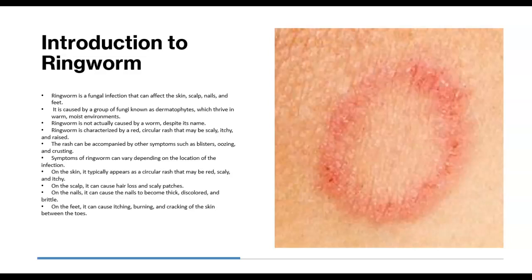Ringworm is characterized by a red circular rash that may be scaly, itchy, and raised. The rash can be accompanied by other symptoms such as blisters, oozing, and crusting. Symptoms of ringworm can vary depending on the location of the infection. On the skin, it typically appears as a circular rash and can be red, scaly, and itchy. On the scalp, it can cause hair loss and scaly patches. On the nails, it can cause the nails to become thick, discolored, and brittle. On the feet, it can cause itching, burning, and cracking of the skin between the toes.